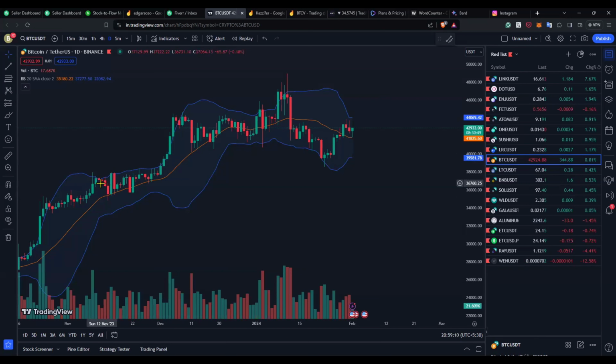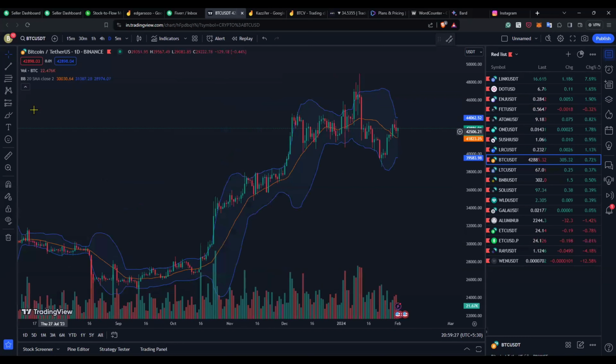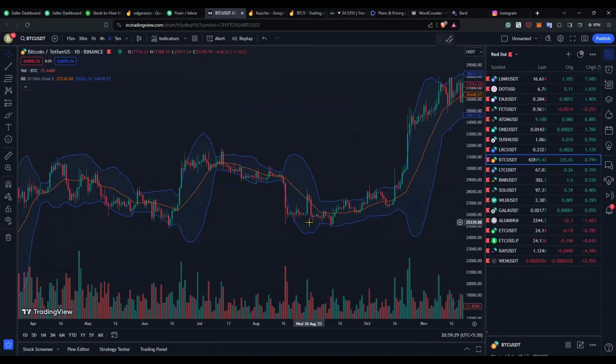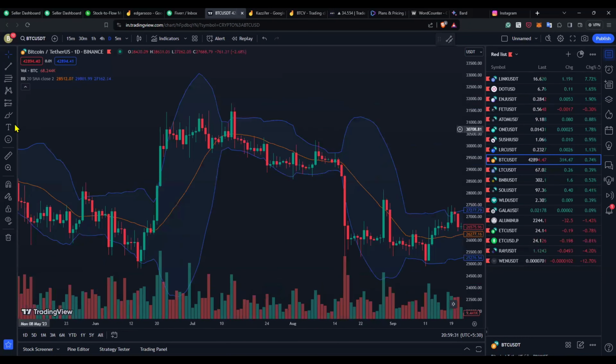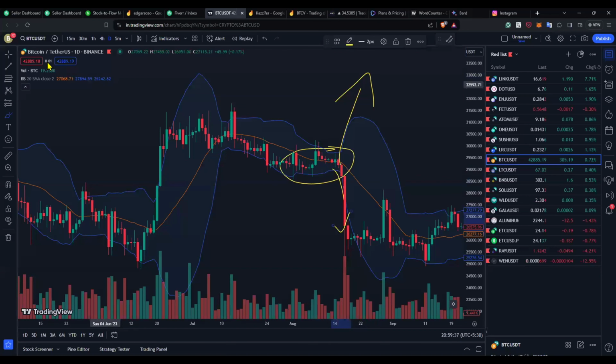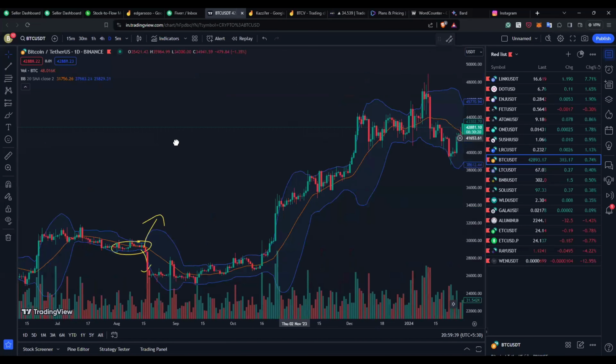The Bollinger Band is based on volume itself. If the volume is increasing, there is more volatility in the market, and the Bollinger Band will expand. If it contracts, something like this, then you can expect a move coming into the market. The move can be in the upper direction or in the downward direction, but you can expect a move coming.